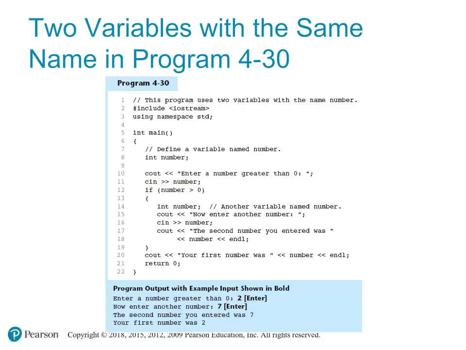An if statement checks if the entered number is greater than 0. Inside the if block, a new variable named number is defined, shadowing the outer number. The program then prompts the user to enter another number, which is stored in the inner number variable. The program outputs the second number entered, but when it tries to output the first number, the value in the number which is defined in the outer scope will be displayed.